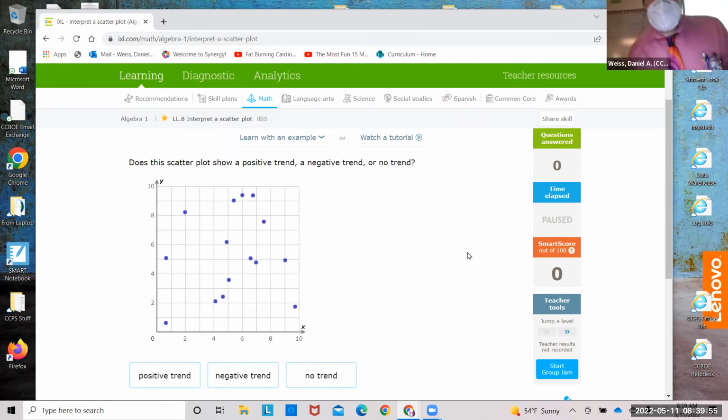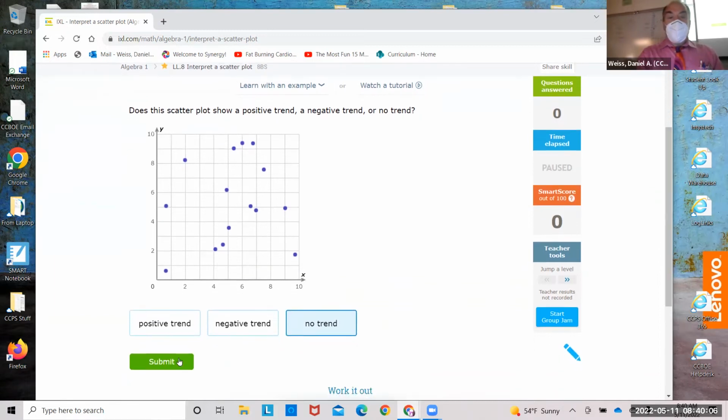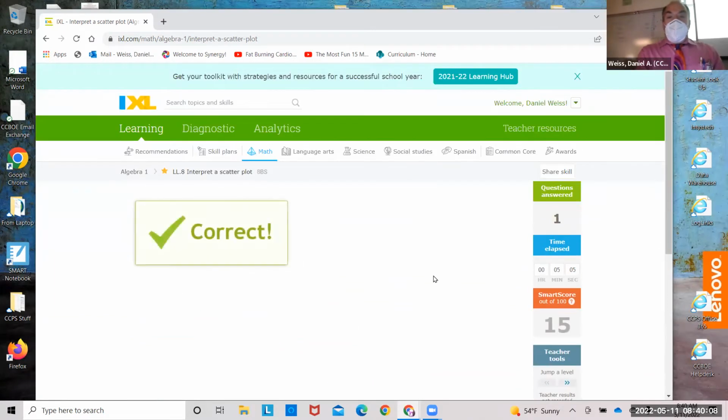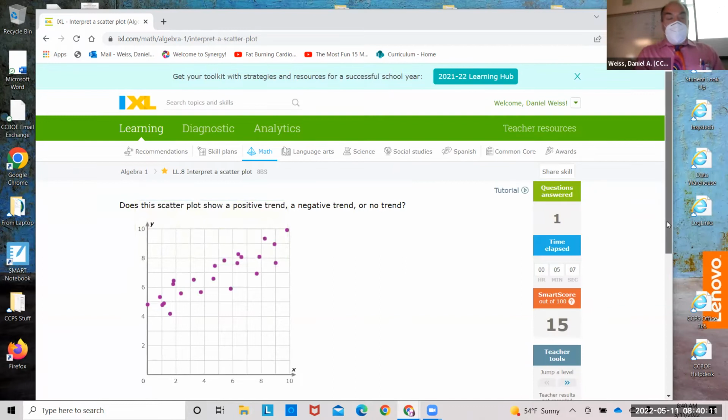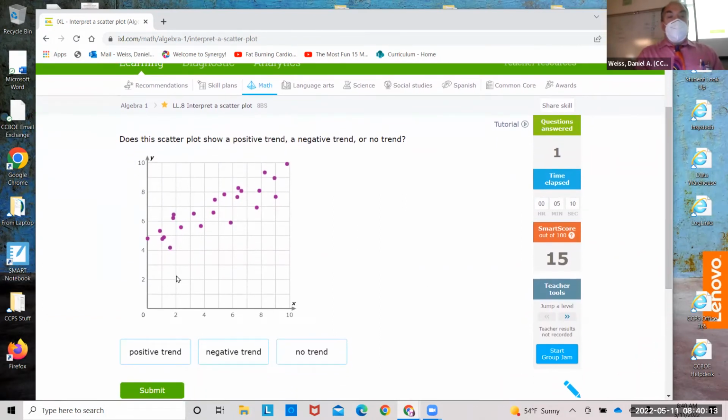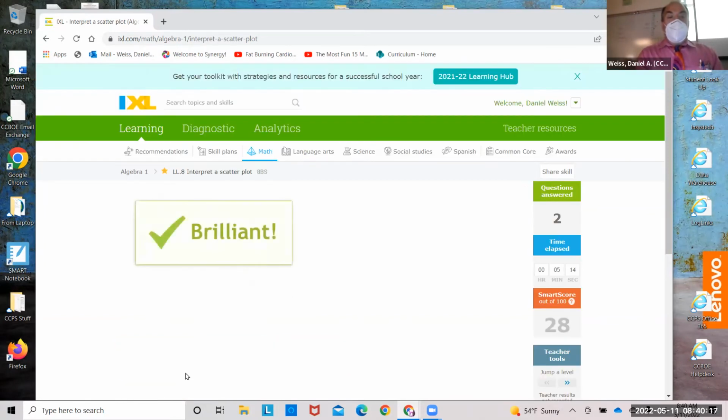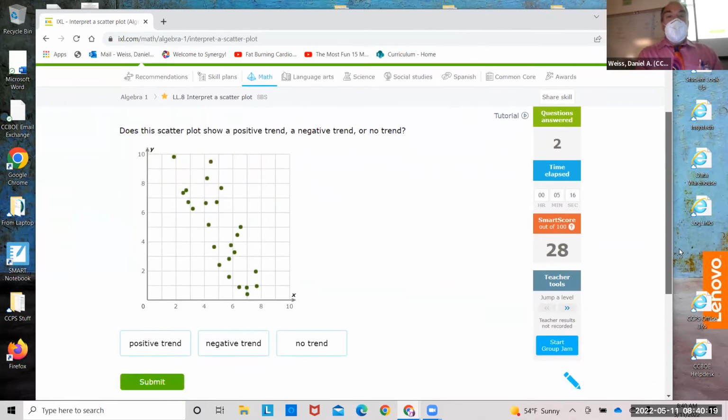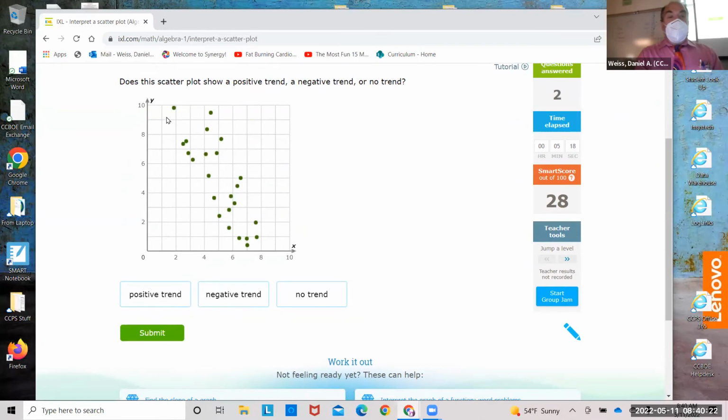Would you agree that this one here shows no trend? It's not positive or negative. I'm already at 15. Here, would you agree that this is a positive trend? This one would be negative, right? Although it's almost straight up and down, it's still going in the negative direction.